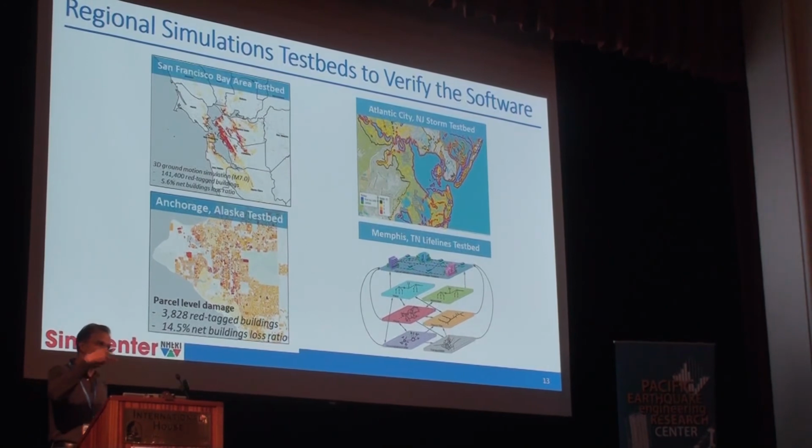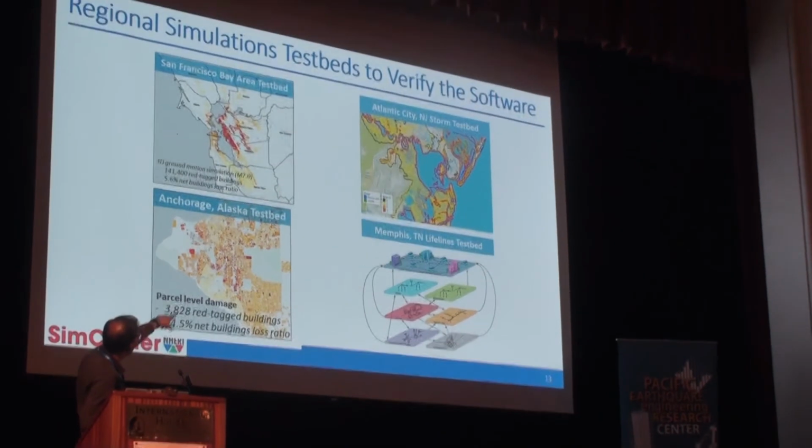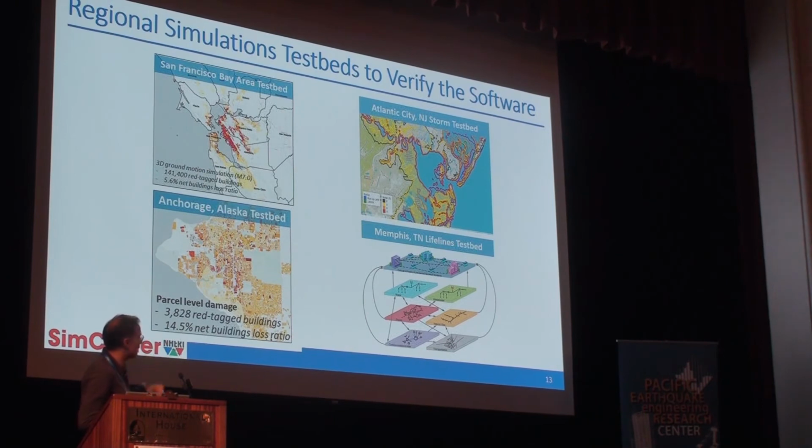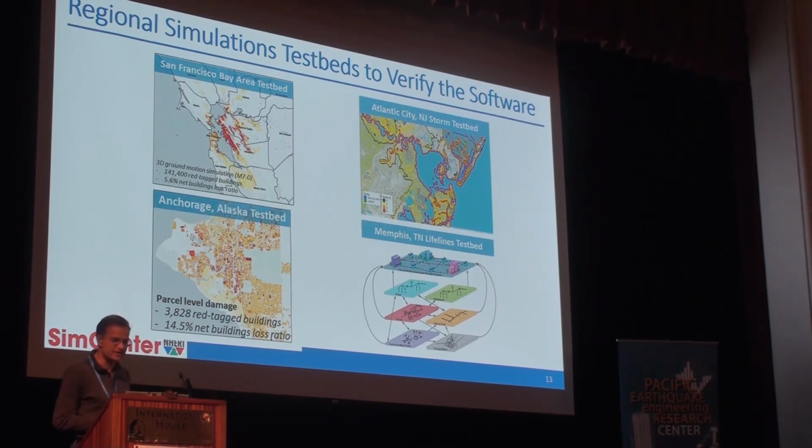To help people get into regional calculations, we have test beds that we're releasing. Last year, Greg talked about the San Francisco Bay Area test bed, so I won't discuss that today. But we've released another earthquake test bed, which is Anchorage, Alaska. And we have two new ones that will be coming out this year, a storm test bed in Atlantic City, and then also a Lifelines test bed for a water network in Memphis, Tennessee.